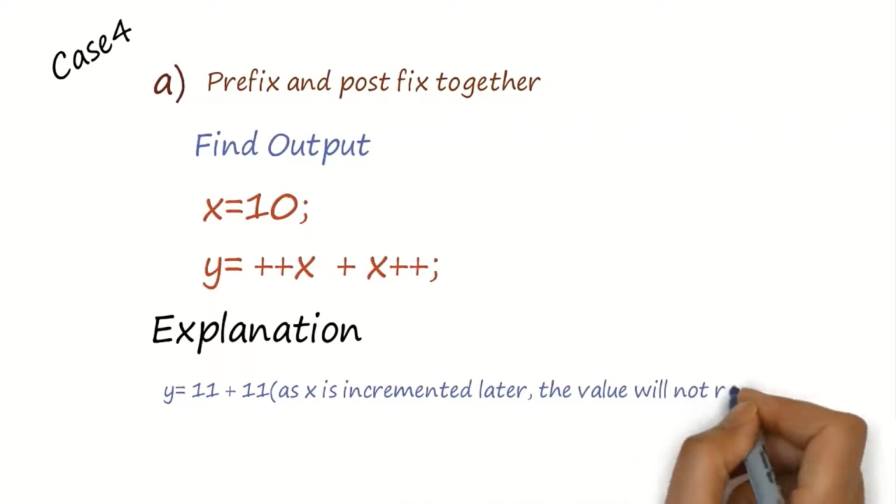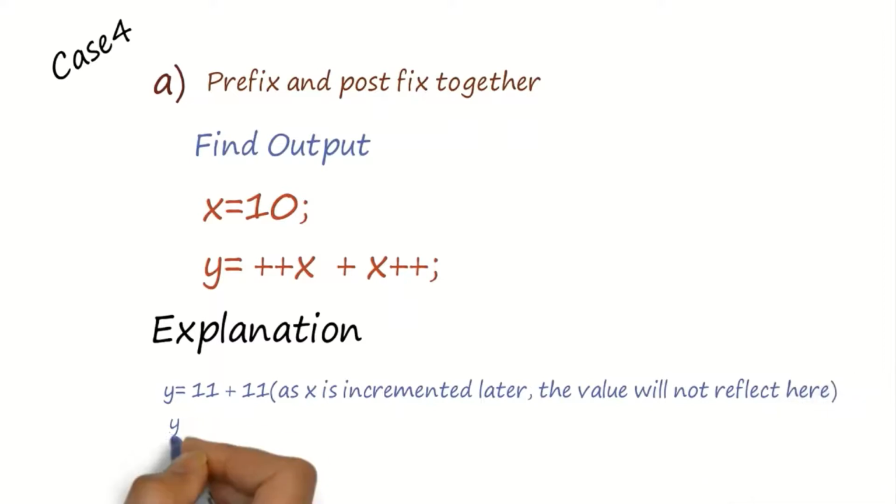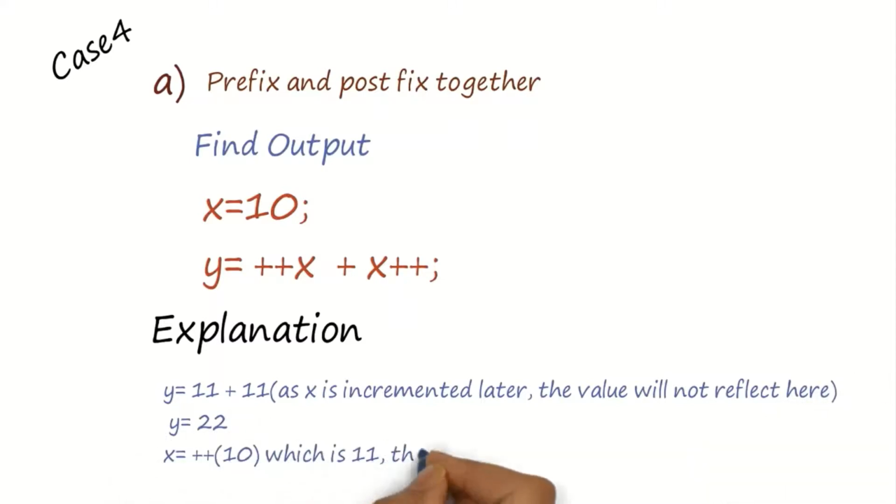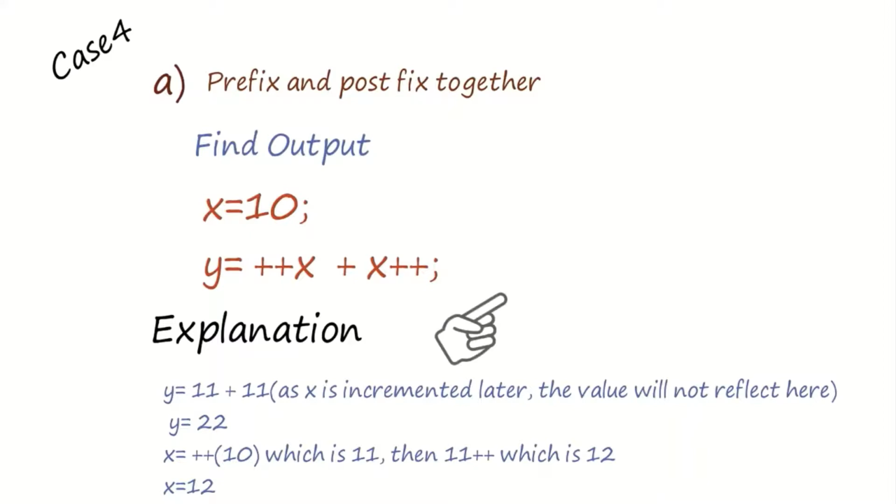So y will be equal to 11 plus 11, and if we are asked to print the value of x, it will be the last value of x, that is 11 is assigned and then incremented by 1, which makes it 12. So now identify the given case, that is this one, and let me know the answer in the comment section.